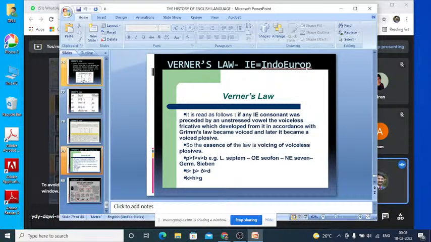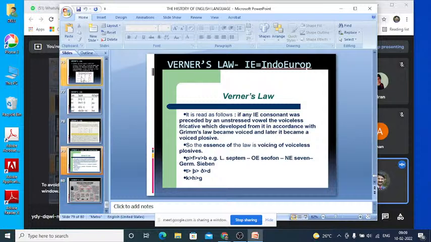Werner's law is as follows: if any Indo-European consonant was preceded by an unstressed vowel, the voiceless fricative which developed from it in accordance with Grimm's law became voiced, and later it became a voiced plosive. So the essence of the law is voicing of voiceless fricatives. Okay, f is becoming b.